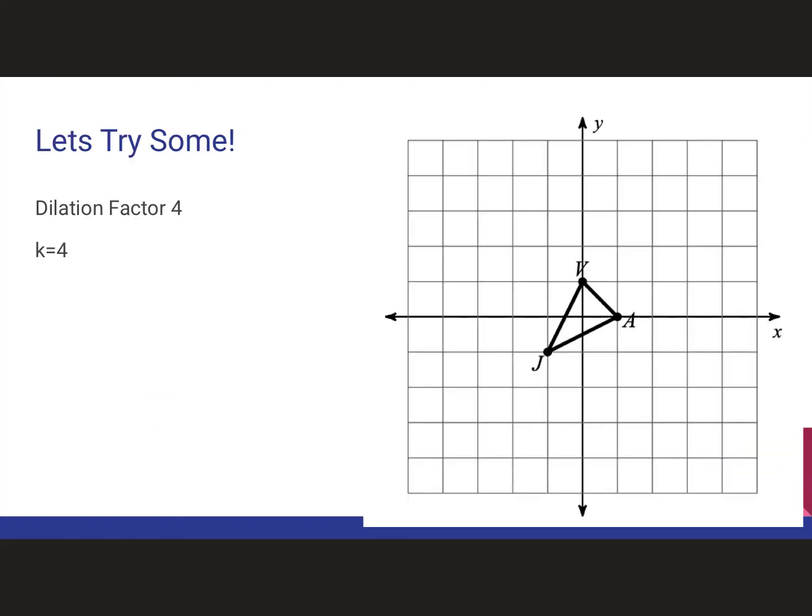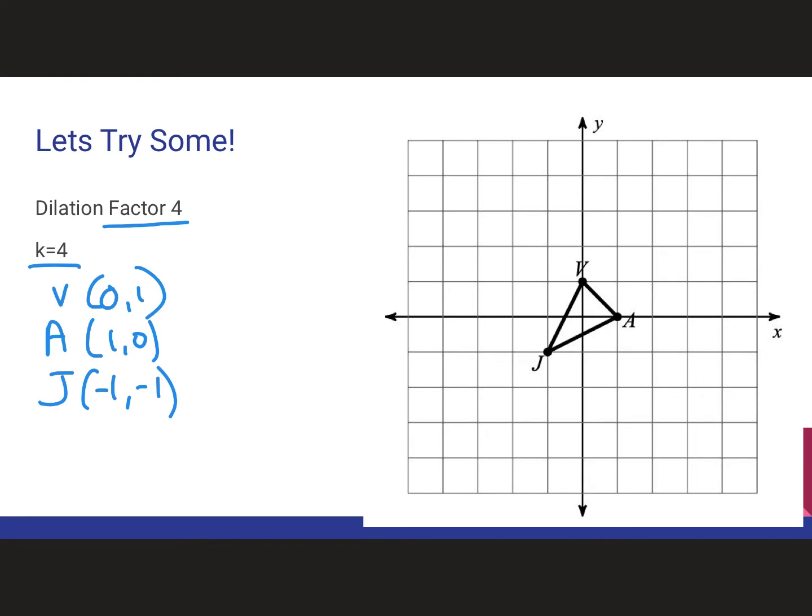So let's try it. We're going to do this one with a dilation factor of 4. So K equals 4. So the first thing we do is write down my original points. I have V, A, and J. Right now, V is at the point (0, 1). A is at the point (1, 0). And J is at the point (-1, -1). My scale factor is 4, so that's what I'm multiplying by.